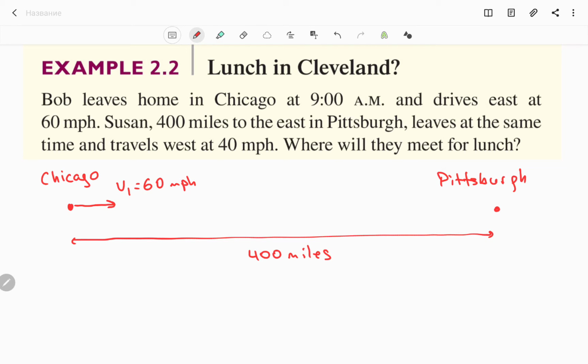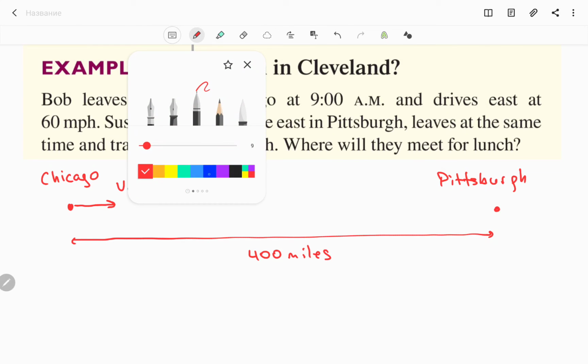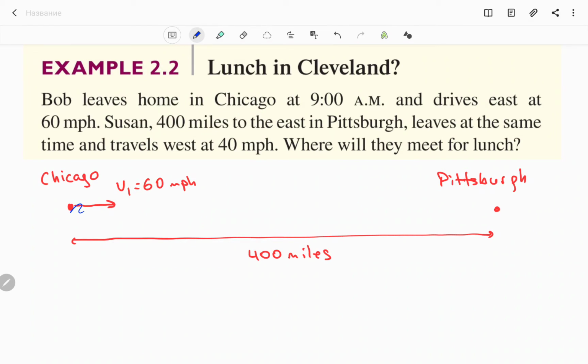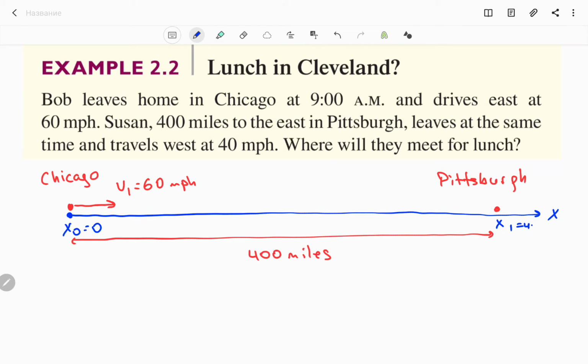So first of all, we need to choose our origin for the position. Yes. So to make it simple, let's say Chicago is the origin. Chicago is the origin of the position. So position will be positive to the right side. Yes, x. So this will be x0. Let's say this is x1. So it's obvious that x0 equal to 0. This is the initial position. x1 is the position for Pittsburgh, and equal to positive 400, because it's at the right side.